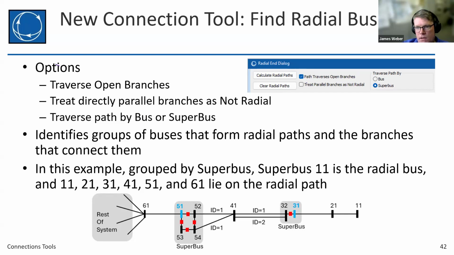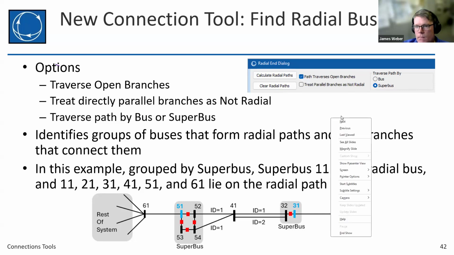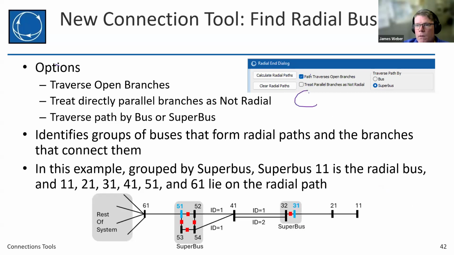When we're doing this calculation, there are three different options. One of them is, should I traverse branches that are open? I think the default is to not do that, but who knows? Maybe you're just looking for the topology. You don't really trust the present status of anything anyway. So do I want to traverse open branches? Yes or no?